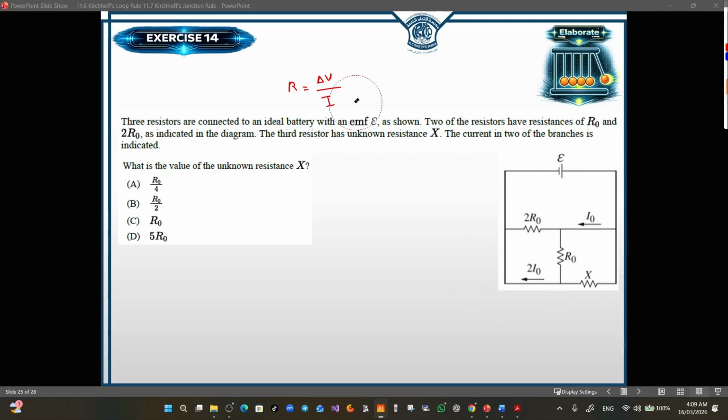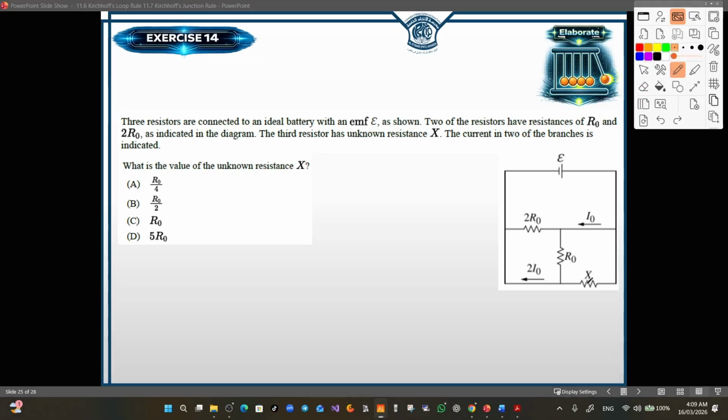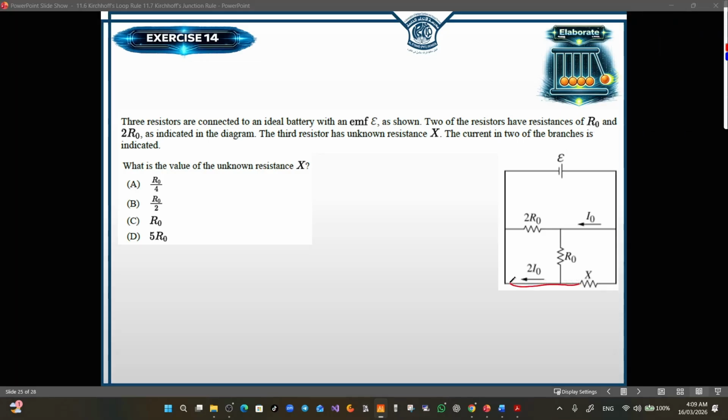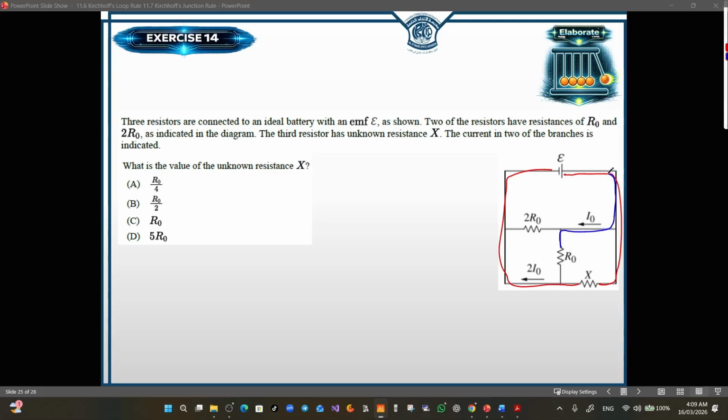Now, first of all, let's start with finding the delta V. As you can see here, this X is connected with two terminals with the battery, as well as the R0 is directly related to the battery, so it's in parallel with the battery, and the 2R0, it's in parallel to the battery.